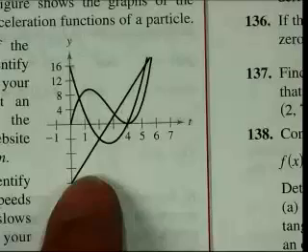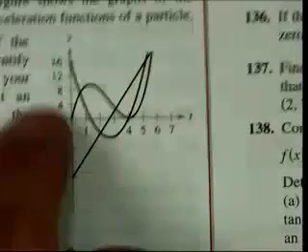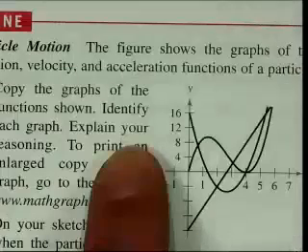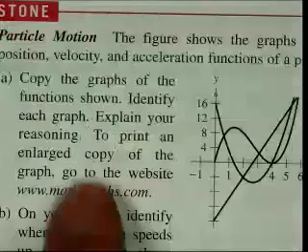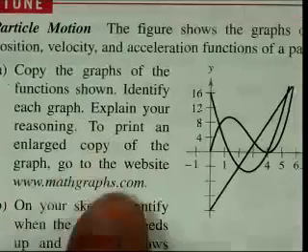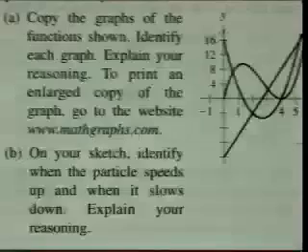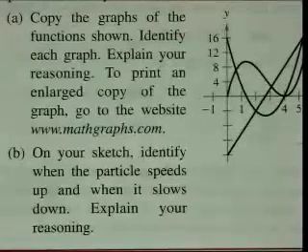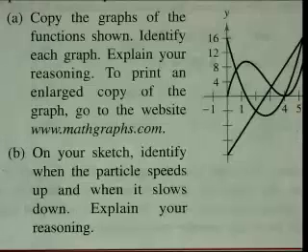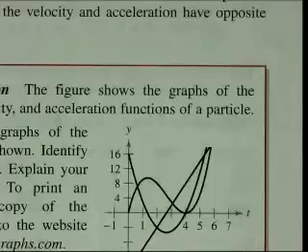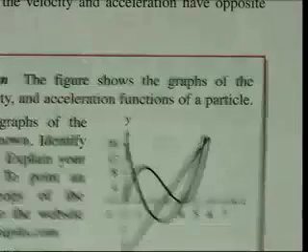All right. Copy the graphs. Identify each graph. We did that. Explain your reasoning. We did that. We don't need to go to mathgraphs.com and print a bigger picture because I have a zoom button on my Elmo. On your sketch, identify when the particle speeds up and when it slows down. Explain your reasoning. Now, I may have to make the graph pretty big for that.